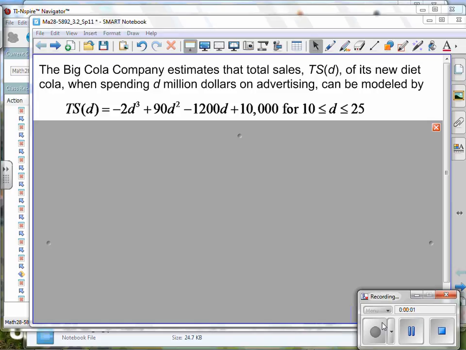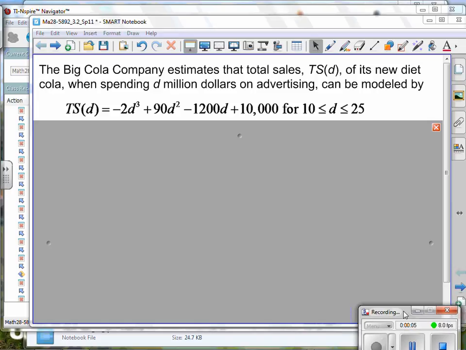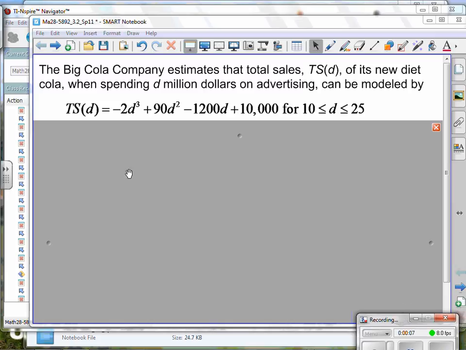Application problem for section 3.2. I want you to look at this. We have this big cola company that estimates total sales, TS of D. This is a case where the output, the function name, is actually two letters. There's nothing sacred about having f of x or whatever. In this case, it's TS, standing for total sales.